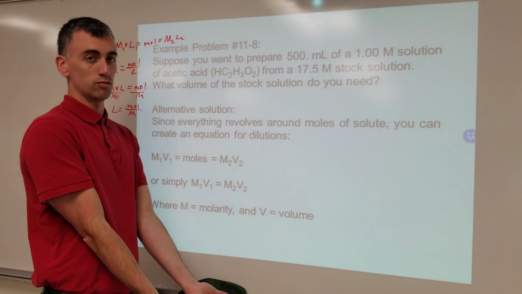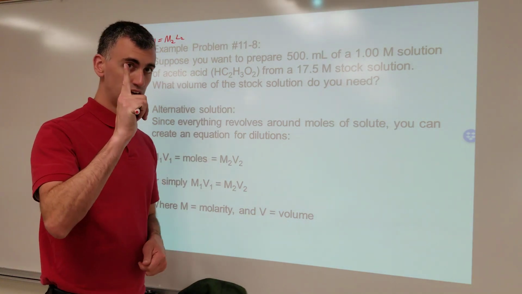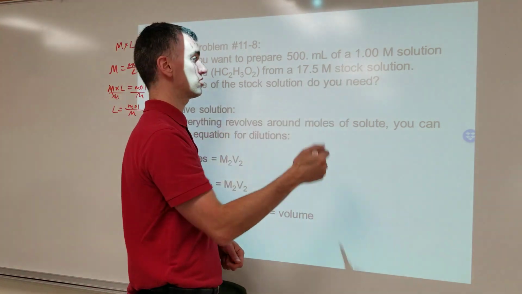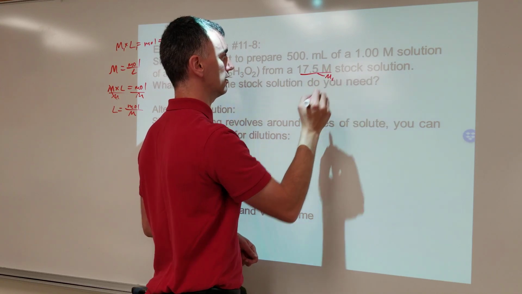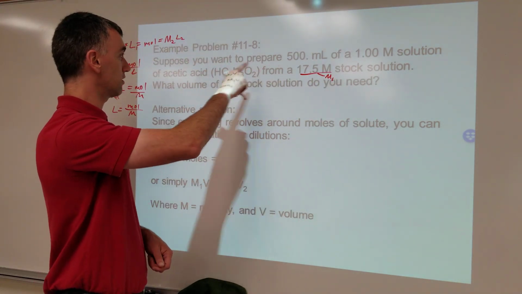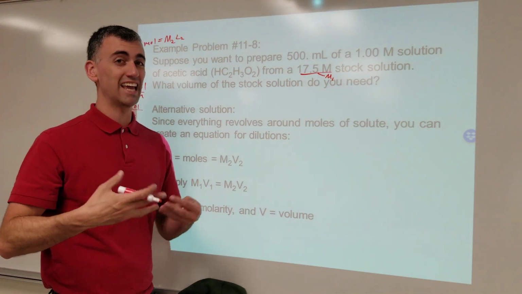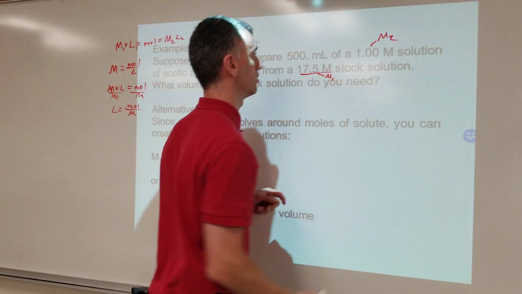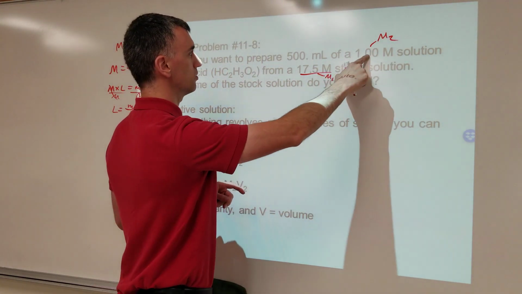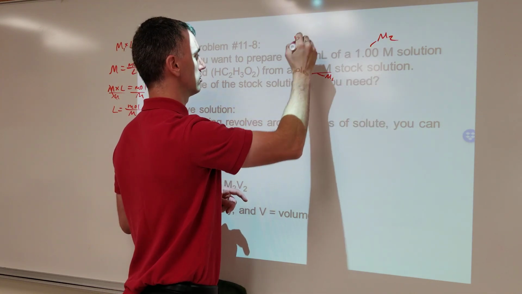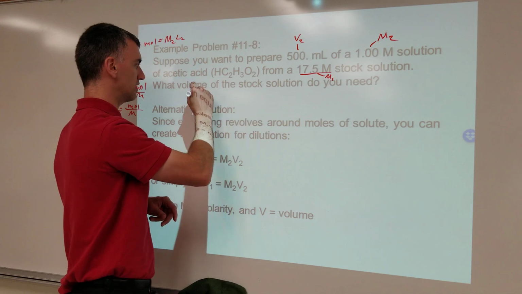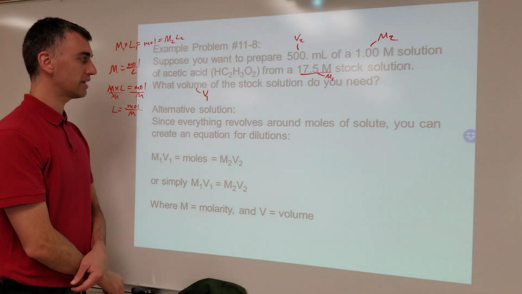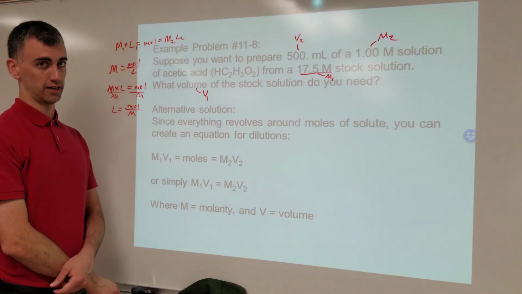But wait, which one's M1, which one's M2, which one's V1, which one's V2? So number 1 is where you start, number 2 is where you end. A stock solution is what you start with. Your stock solution is always M1. If it's your final solution, what you prepare and end up with at the end, the molarity of your prepared solution is M2. And the volume that goes with this is V2. Anything involving the stock solution is number 1. So volume of stock solution is V1. So essentially, you're being asked to solve for V1.